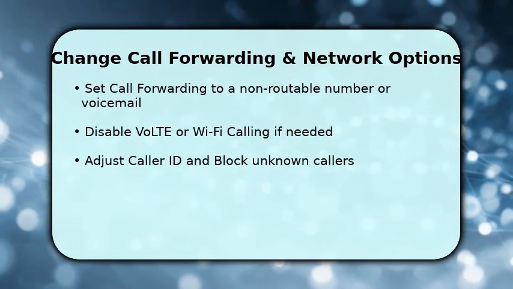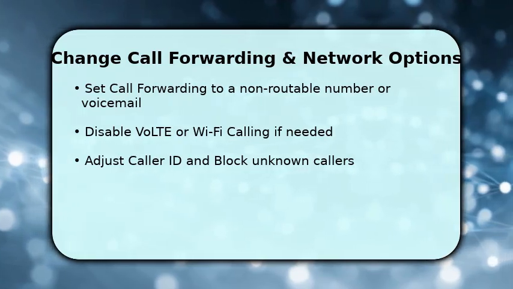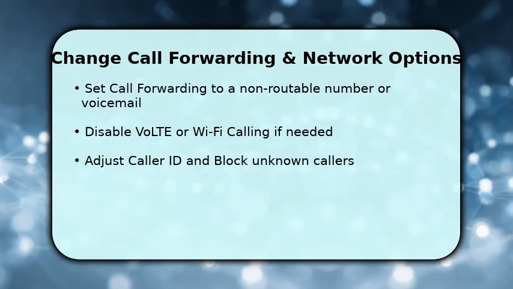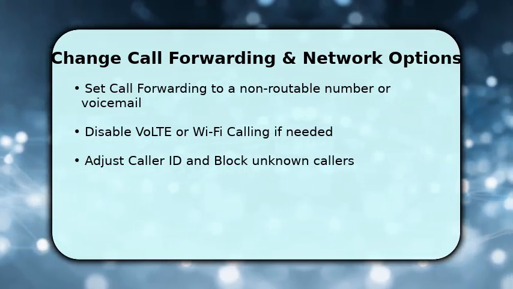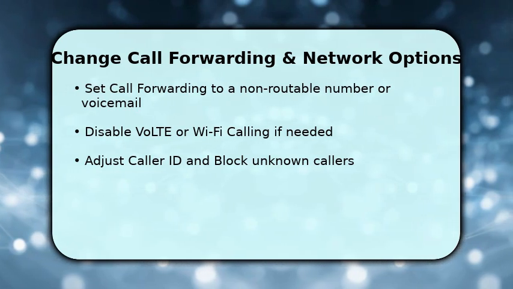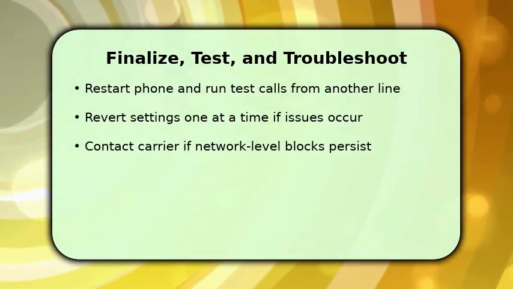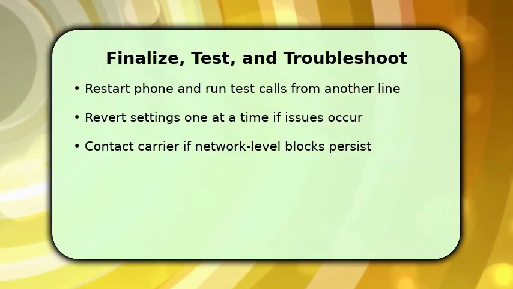those can bypass forwarding. Also, block unknown callers and hide caller ID so the network treats incoming attempts differently. Finish by verifying the effect with controlled tests. Restart the Samsung, then place test calls from two different numbers to confirm calls show as not reachable or go to the destination you set.